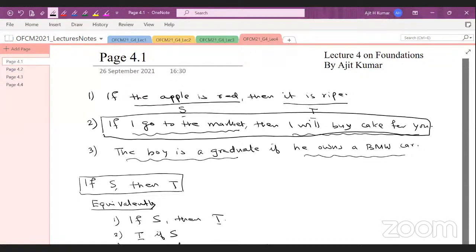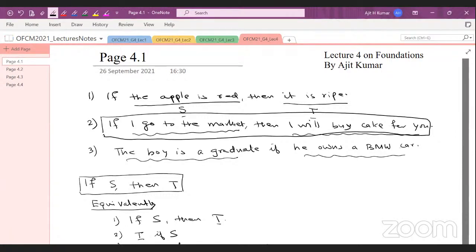It will not be correct if A does not go to the market. You are just saying only one part, right? There are two statements. So you are just saying about one part. The whole thing is a combination of two statements, S and T. So that's not sufficient. Yes. Somebody else from group 1?